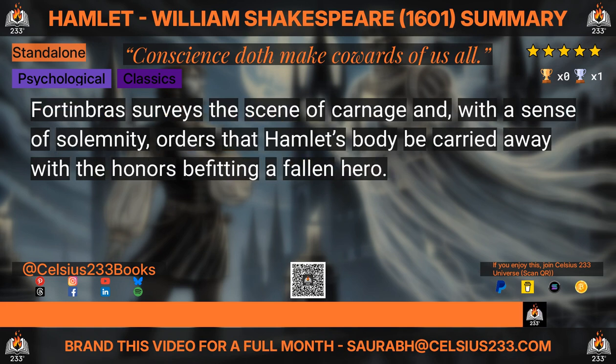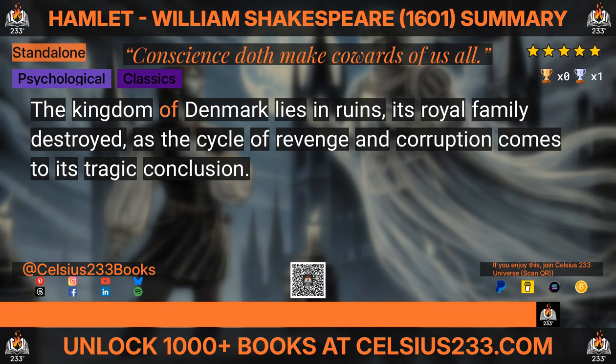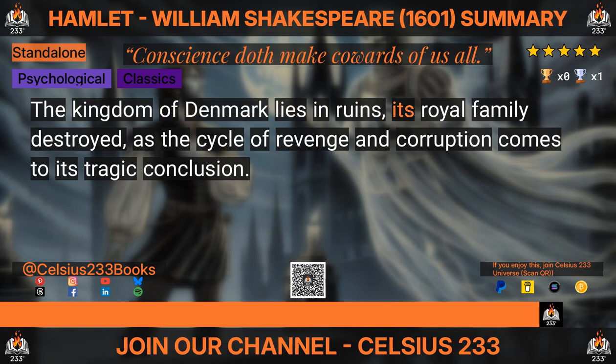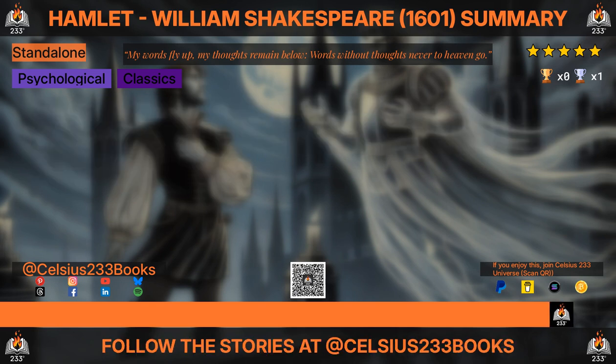Fortinbras surveys the scene of carnage and, with a sense of solemnity, orders that Hamlet's body be carried away with the honors befitting a fallen hero. The kingdom of Denmark lies in ruins, its royal family destroyed, as the cycle of revenge and corruption comes to its tragic conclusion.